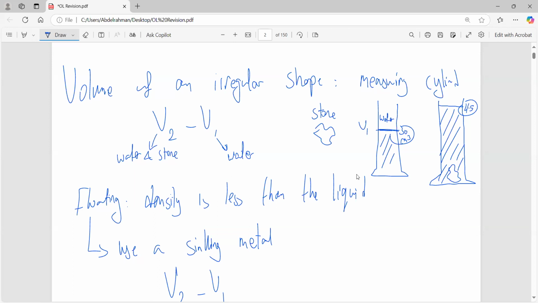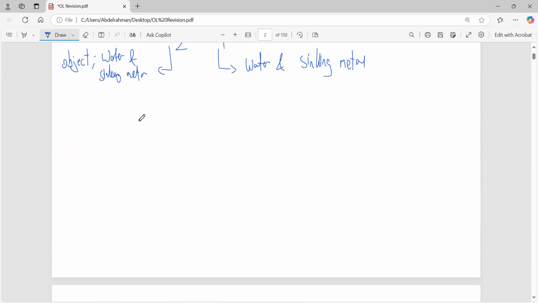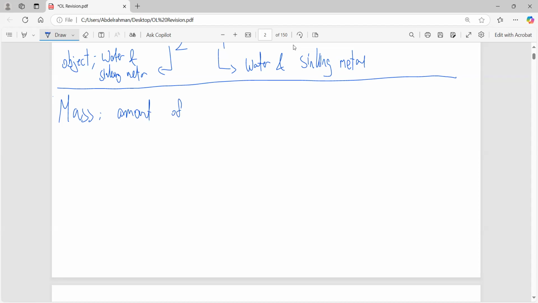Okay, very quickly, when we talked about the mass, let's look at mass quickly. What was the mass? If I wanted to define the mass, and be careful, there is a difference between mass and weight. Mass was the amount of matter inside an object.